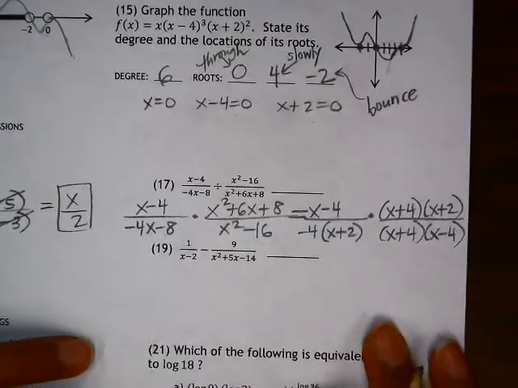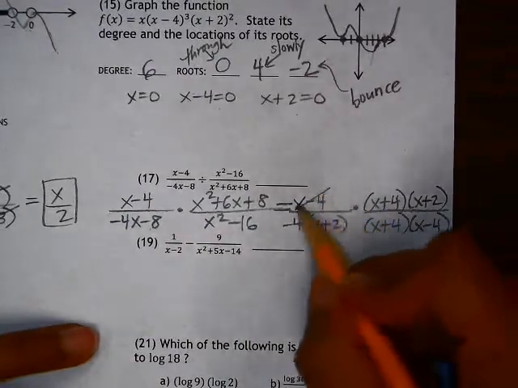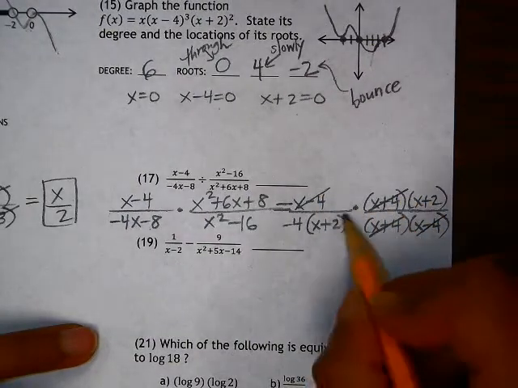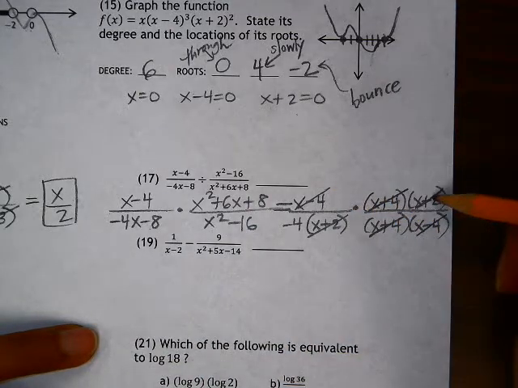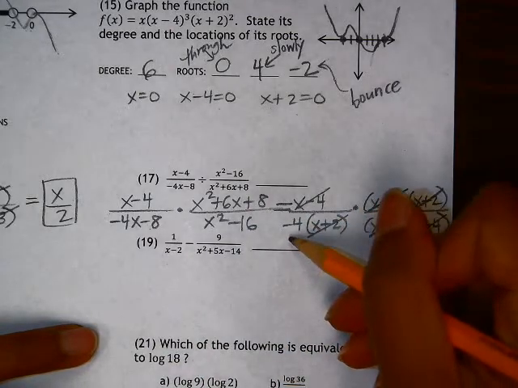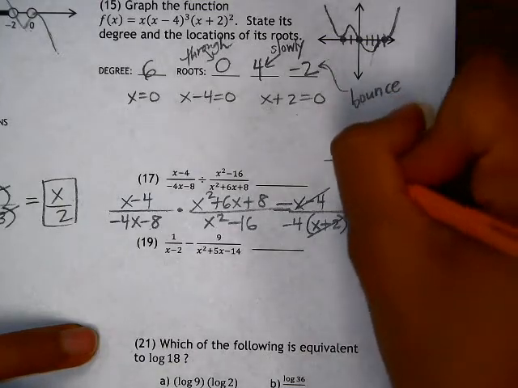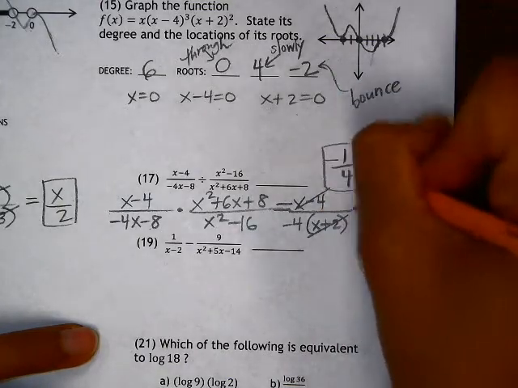Okay, so now looking for factors that cancel, the x minus 4's cancel, x plus 4's cancel, and the x plus 2's. All we're left with in the numerator is a 1, and in the denominator we have a negative 4. So the simplified answer is negative 1 over 4.